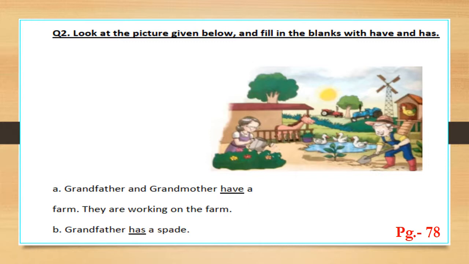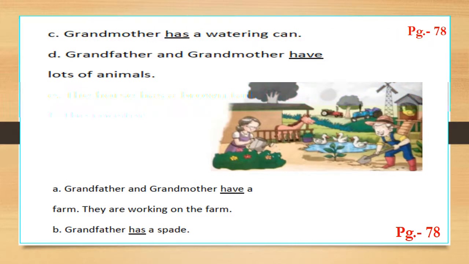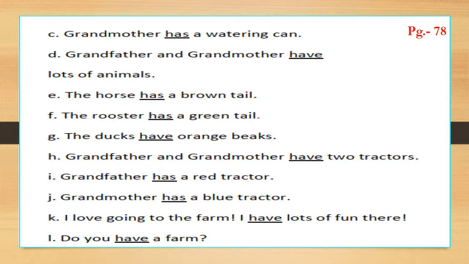See the B sentence. Grandfather has a spade. So here, grandfather, singular subject. So with the singular, we will write has. Children, let's see C sentence. Here, grandmother is singular. So with the grandmother, we will write has. So grandmother has a watering can.